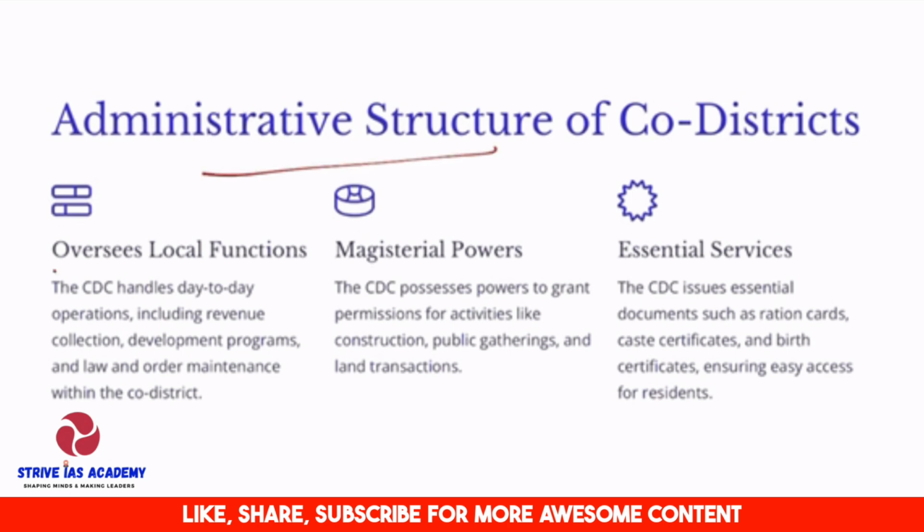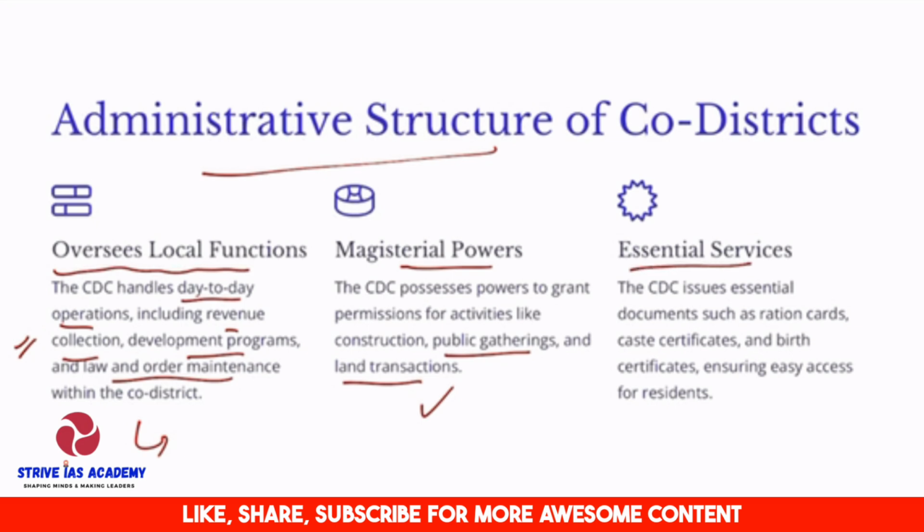Now, what we will be finding is the administrative structure, overseeing the local functions, like what functions have been granted to the co-district commissioner. He will be responsible for day-to-day operations, revenue collection, development programs and law and order maintenance. So in a sense, every function currently done by the DM has been devolved to the co-district commissioner. He will enjoy magisterial powers during public gatherings, land transactions, etc. All those powers have been given to the co-district commissioner.